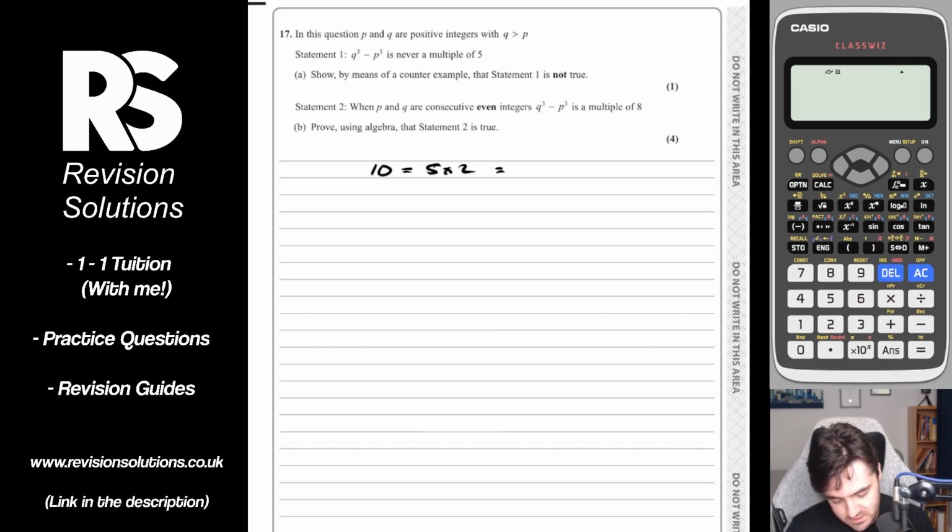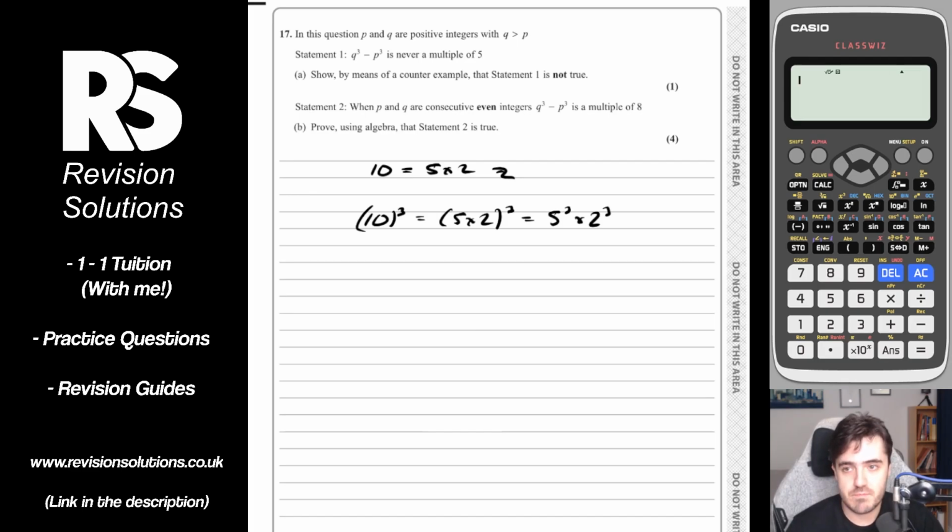I cube all that. So 10 cubed would be 5 times 2 cubed, which is 5 cubed times 2 cubed. So it has at least one factor of 5, making it a multiple of 5. So we can play this game and just pick any example we like, really. The one restriction for the statement is that q is greater than p. So I'm going to say q is 10, i.e. 5 times 2, and let's just pick p to be 5 itself.